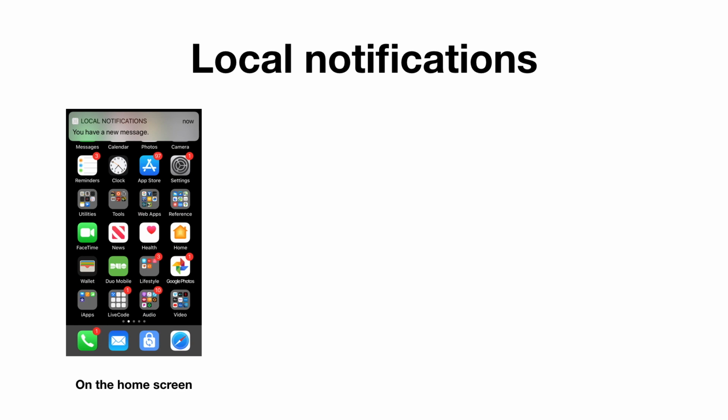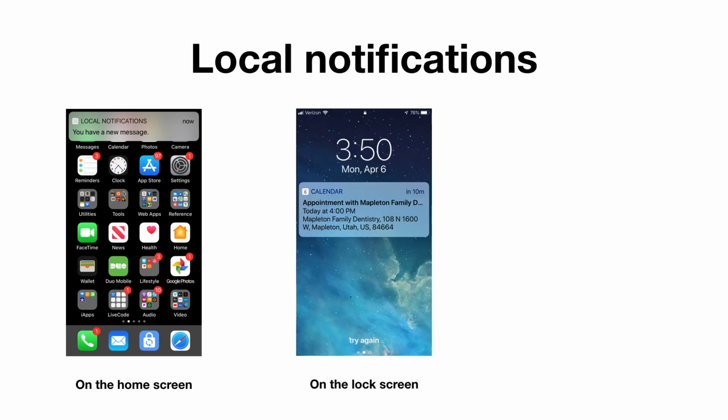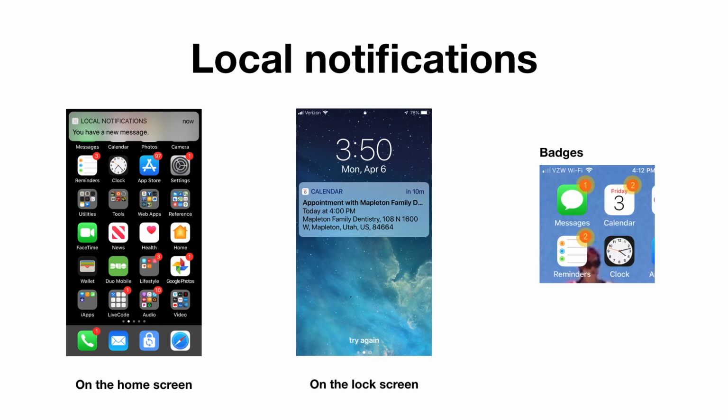We're going to focus on local notifications today, which are simpler to implement, and so they're a good place to start. We're all familiar with notifications. They can pop up anytime on our screen when we're using the phone. They can pop up on the home screen, as you see here. They can even pop up when our phone is locked on the lock screen. And when there's a notification that we haven't responded to, we see the familiar badges attached to the app icons that tell us that there is one or more pending notifications in that app for us to check.